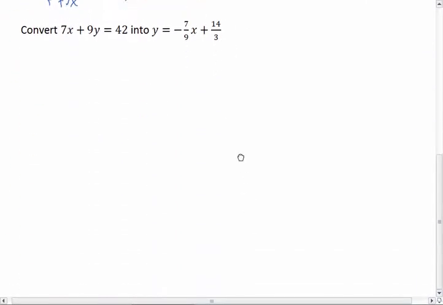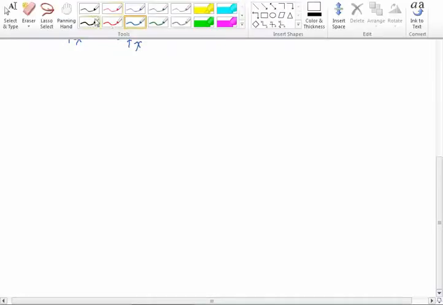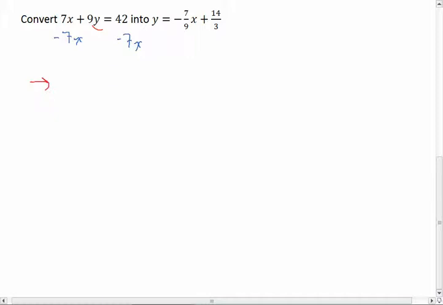So now, let's practice doing the opposite. So I want you to convert 7x plus 9y equals 42 into standard form. All right, so our first step here is, our whole goal is to get this y by itself. So the first thing I want to do is I'm going to take away 7x from both sides. So I subtract 7x on both the left and the right. So I'm going to be left with 9y is equal to negative 7x plus 42.